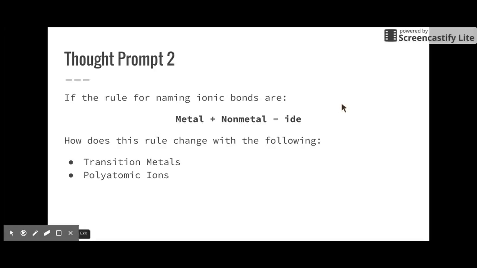So here's thought prompt 2. This is kind of combining everything you know. The rule for naming ionic compounds is metal plus a nonmetal with an "ide" ending. How does this differ if we have transition metals? And how does this differ if we have polyatomic ions? Well, if you said that transition metals must include Roman numerals for the metal, you would be correct. And for polyatomic ions, the only rule is if the polyatomic ion is the anion, don't change the ending to "ide"; just use the name found on the periodic table for polyatomic ions. That's the only different rule there.